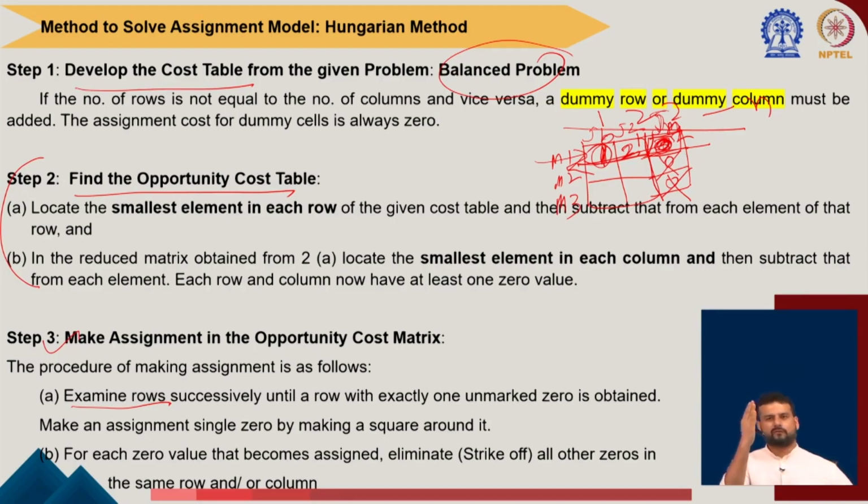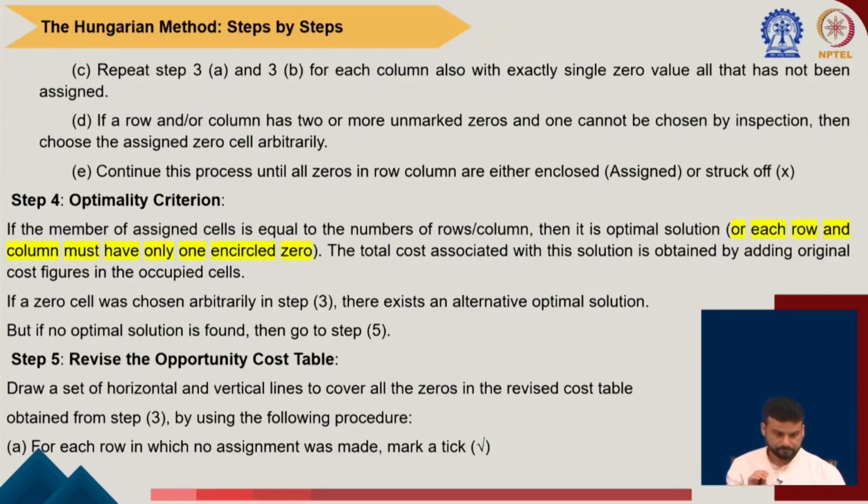And then we will go for columns successively. So the concept is very simple. How will we make the assignment? We will go to the first row and check whether only one 0 is there. If it is there, then we will encircle that 0 and make the assignment, that this cell value xij will be 1. And all other zeros in that particular row or column you will strike off. Same is the case for all the rest of the rows and for all the columns.